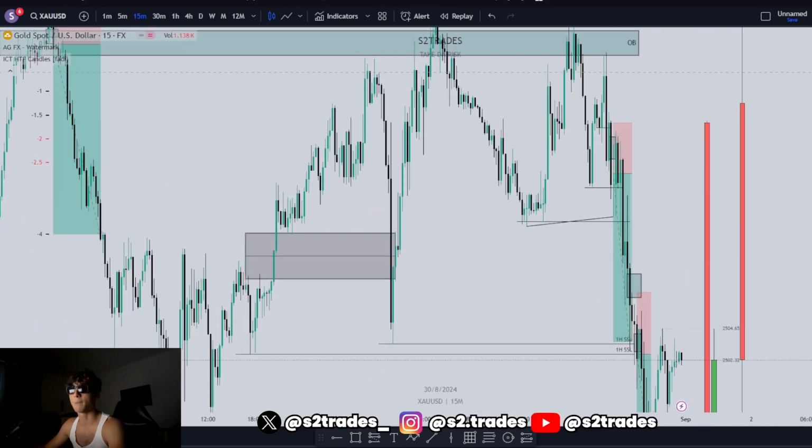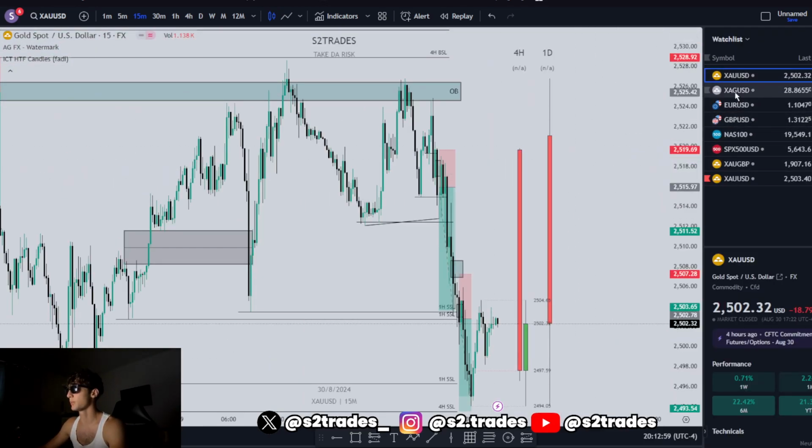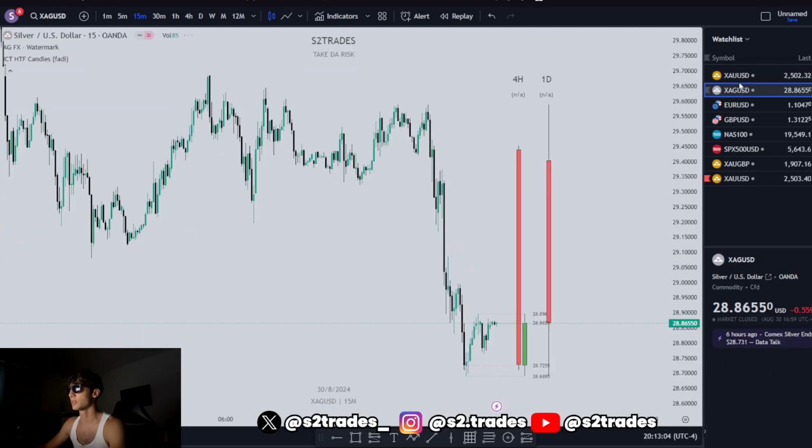SMTs are magical, okay? So basically, it's when you find 2 correlating pairs. So let's say gold and silver, and silver goes up, but gold goes down, for example.